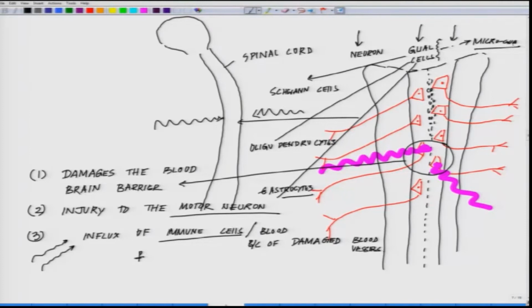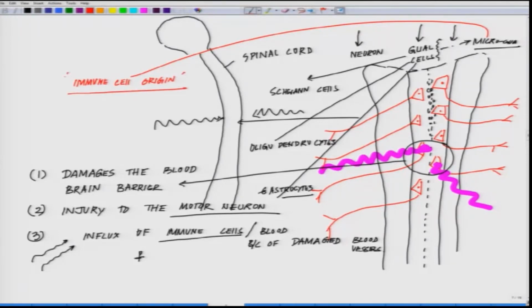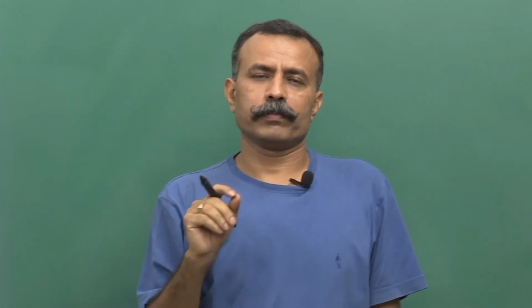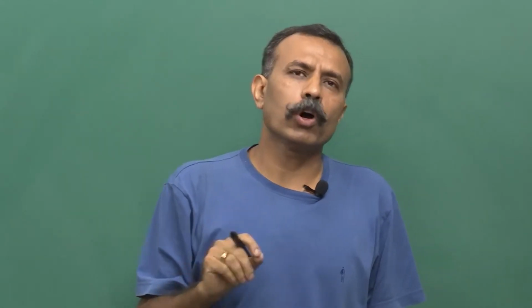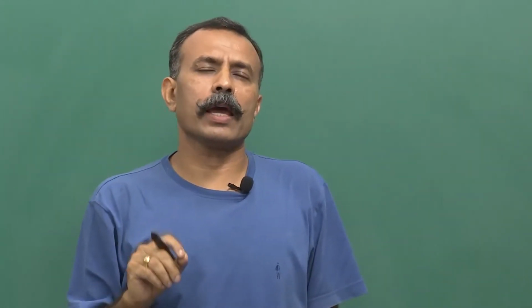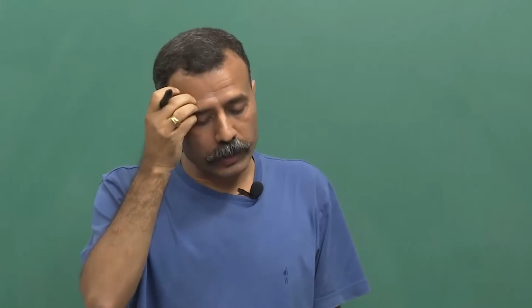Microglia is a family of glial cells which are of immune cell origin, and these glial cells, unless otherwise provoked, do not, mark my word, do not take part in any kind of immune reaction.